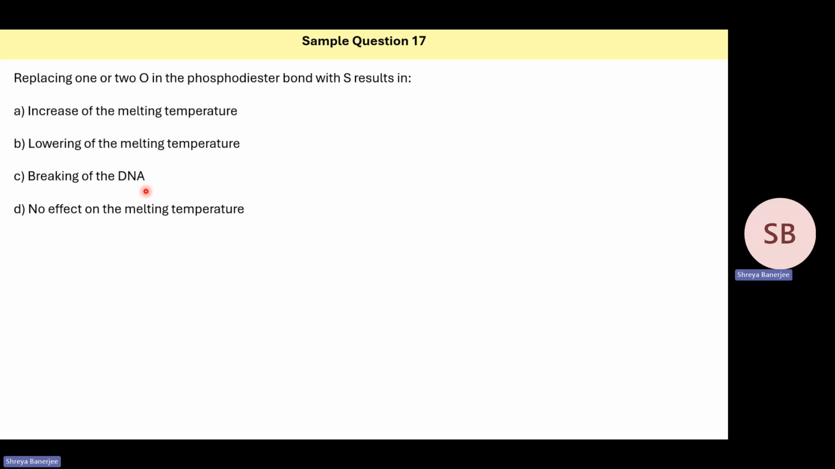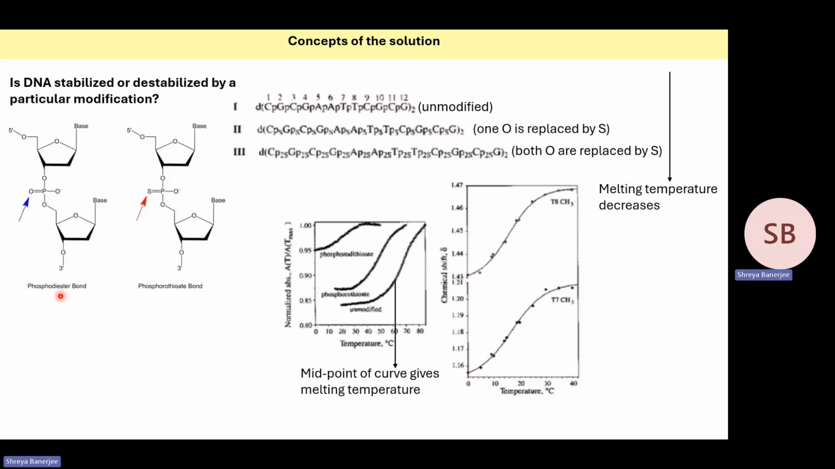The next question is saying, replacing 1 or 2 oxygen in the phosphodiester bond with sulfur in DNA results in what? How will it affect the melting temperature? So let us look at this case. The phosphodiester bond is this P double bond O, and O on either side connected to the 5-membered sugar ring. Now, instead of this double bonded O, if you make it double bonded S, that is called a phosphothioate bond.